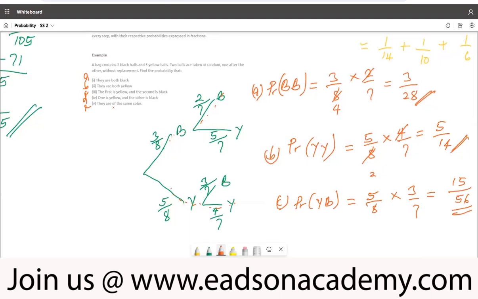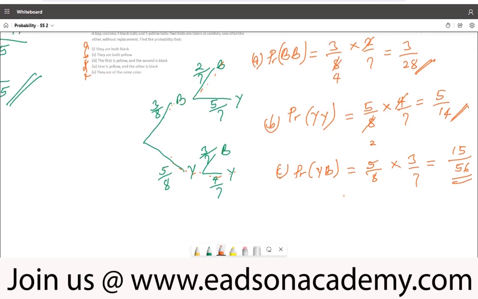And lastly, no, not lastly, that's question D now. It said one is yellow, the other is black. So that will be probability of, since it's not specified whether first or second, this is yellow, this is black, or this and this. So it could be probability of black and yellow or yellow and black. Black and yellow, which is 3 over 8, 5 over 7, that is this arm. Or this one that is yellow and black, that is 5 over 8 again, 3 over 7.